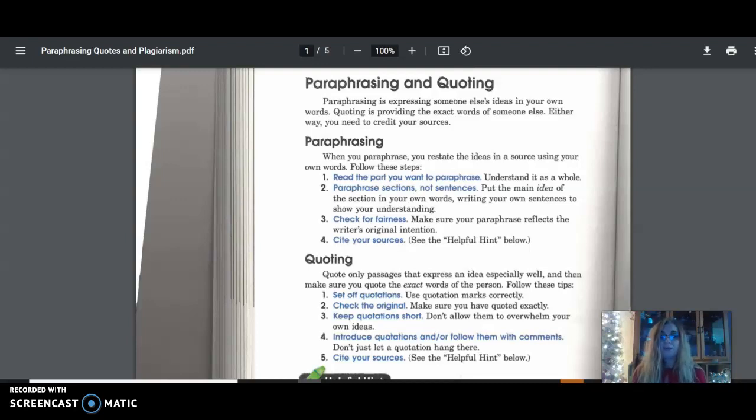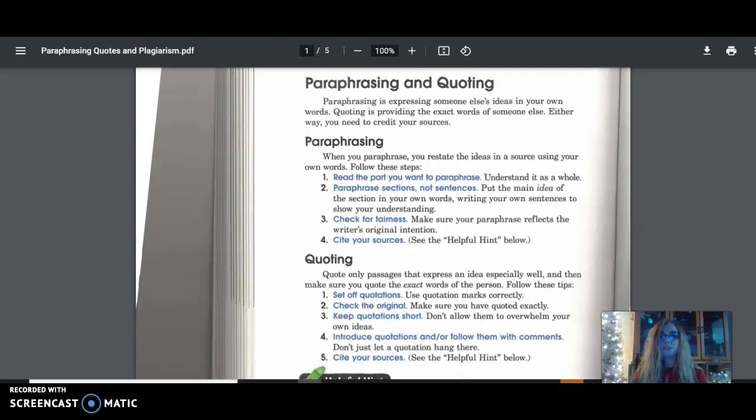Okay, number 3, check for fairness. Make sure your paraphrase reflects the writer's original intention. In other words, you don't want to look at a chunk of information and then maybe take out the middle section and just keep the beginning and the end, especially if that middle section is helping to deliver the message, whatever that message happens to be.